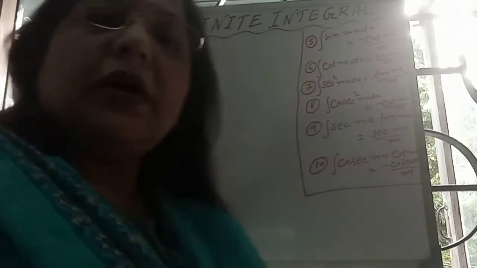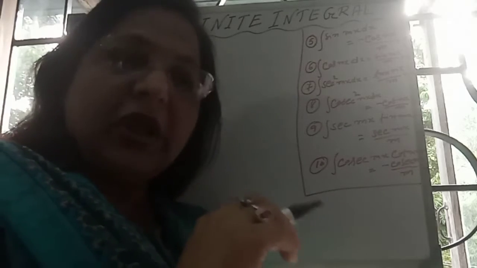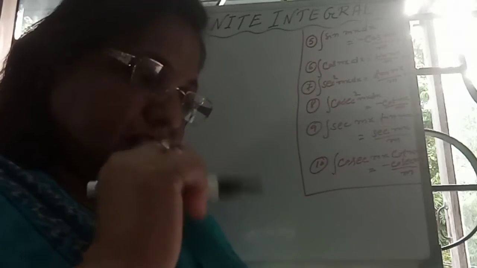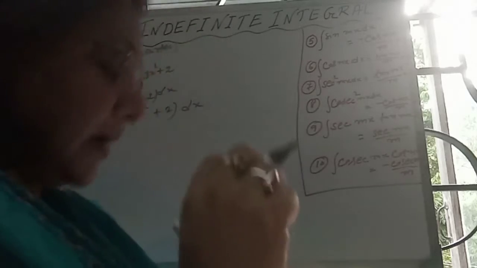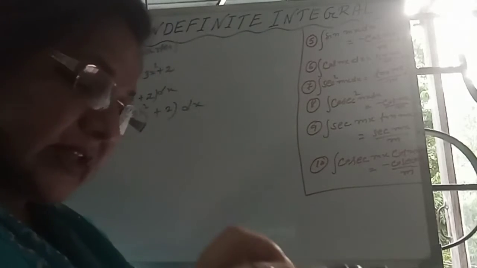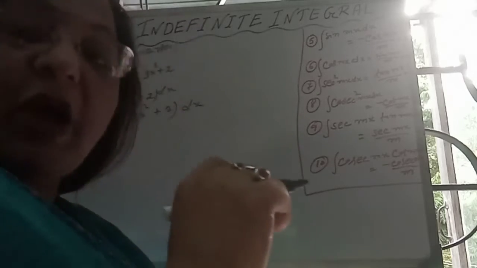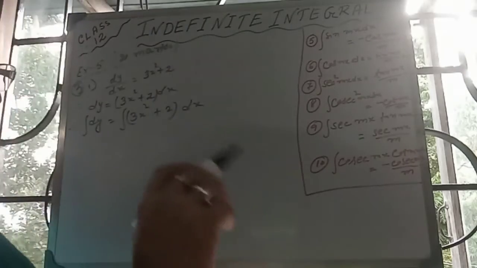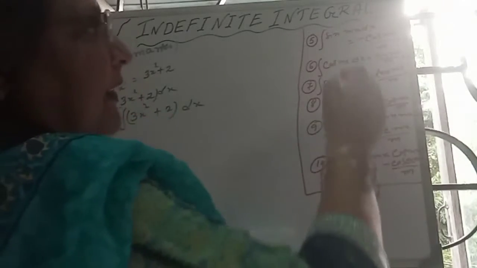Okay, students, in the last video I have already explained the formula, the fundamental general rules of integration and fundamental integrals, up to number 4: the integral of a to the power mx dx, when m is a constant independent of x, equals a to the power mx by m log a to the base e plus c. This part I have already explained, and the rest is here.